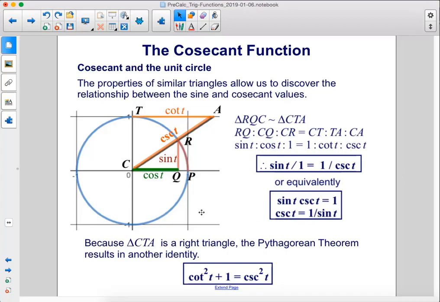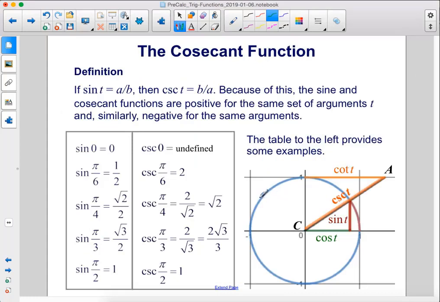Because triangle CTA is a right triangle, the Pythagorean theorem results in another identity. Cotangent squared t plus 1 equals cosecant squared t. If sine t equals a over b, then cosecant t equals b over a. Because of this, the sine and cosecant functions are positive for the same set of arguments t and, similarly, negative for the same arguments. The table to the left provides some examples.